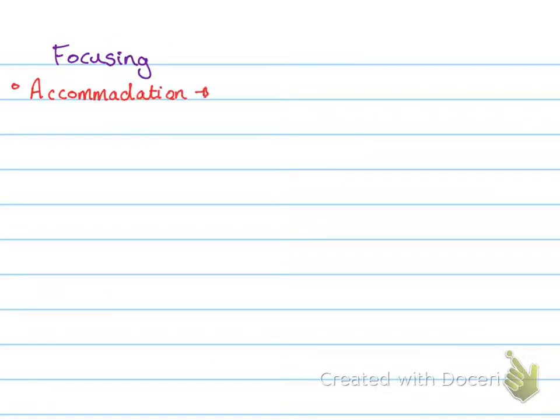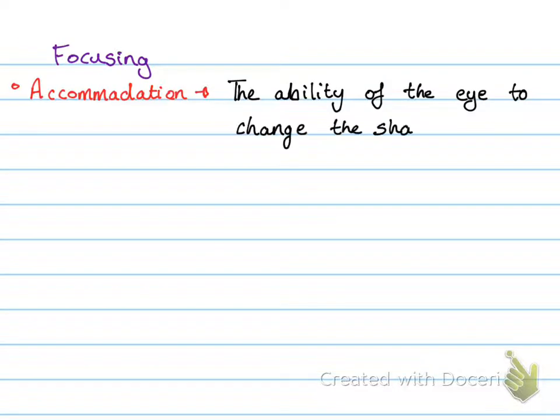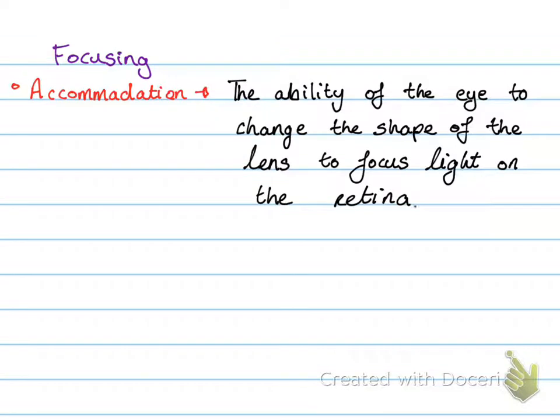So, the next thing we're going to look at is focusing. One key word for here is called accommodation, and is the ability of the eye to change the shape of the lens to focus light on the retina.